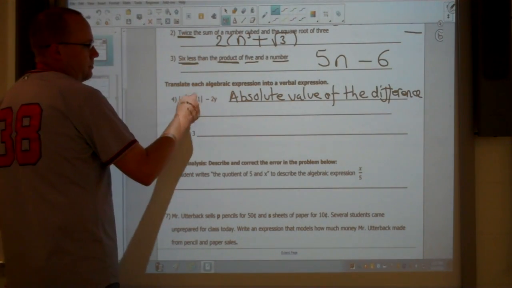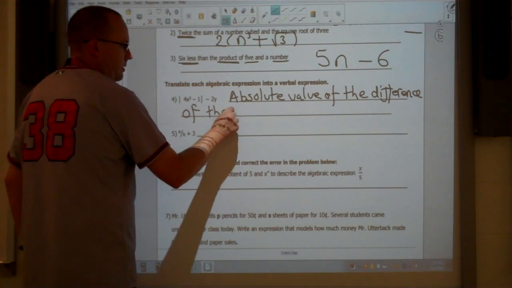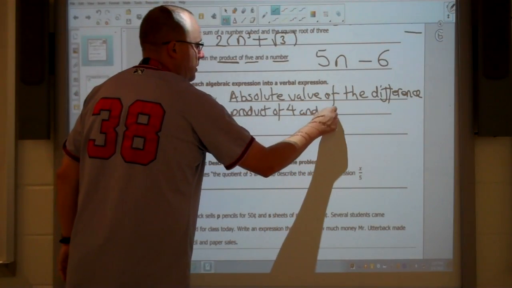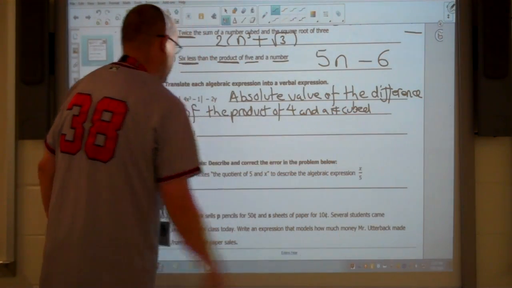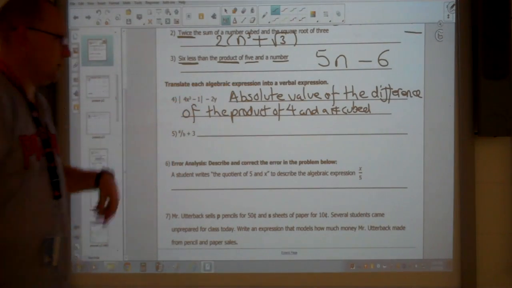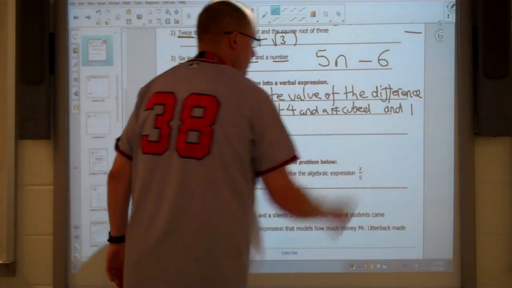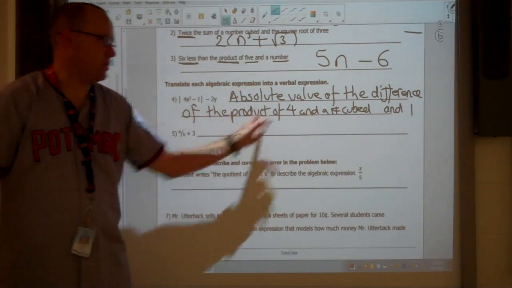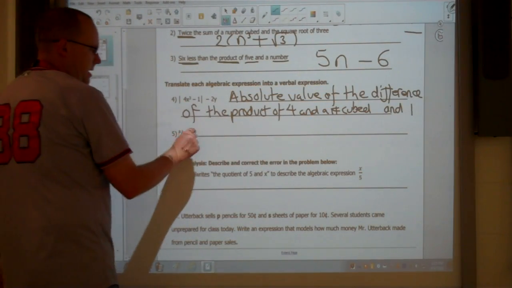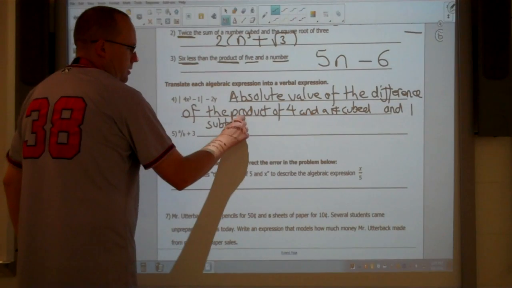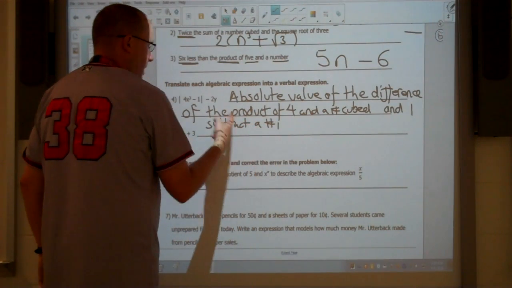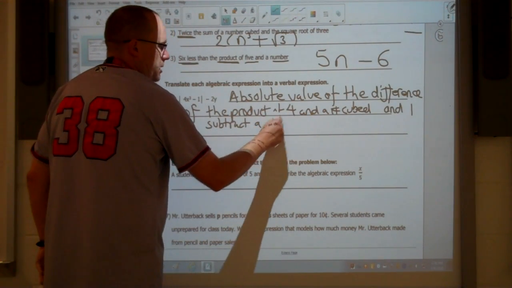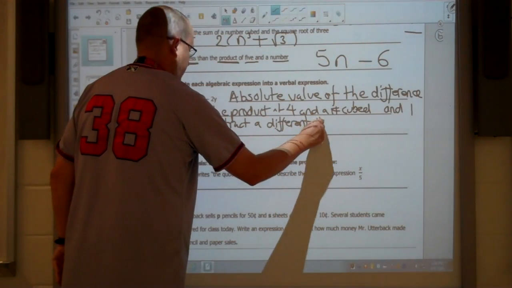So I've got 4 times a number cubed, I could use the product of 4 and a number cubed. And then the other term is 1. And then that makes sure, by using the word difference, that I'm doing the absolute value of both of those 2 expressions. And then at the end, I'm going to put subtract a number doubled. Now actually for this one, notice 1 is x and 1 is y. So rather than just putting subtract a number, I'm going to put subtract a different number times 2.